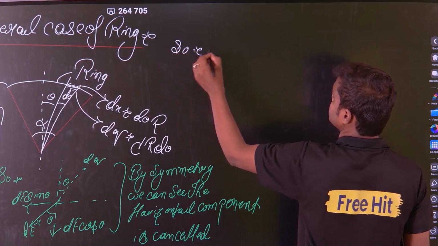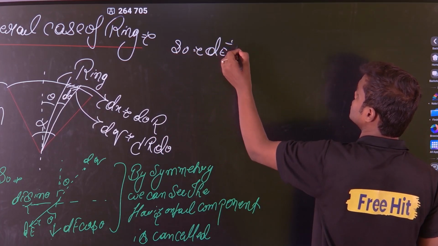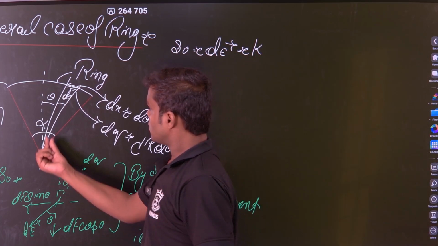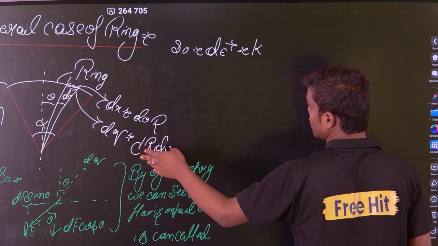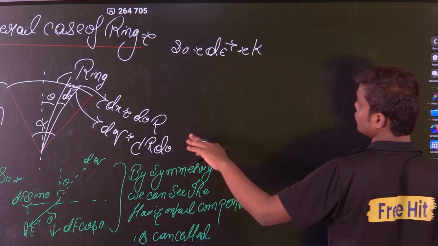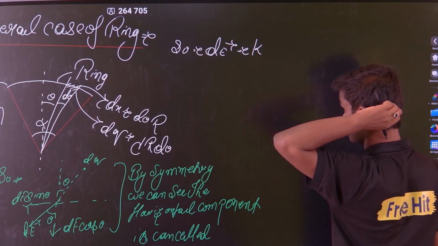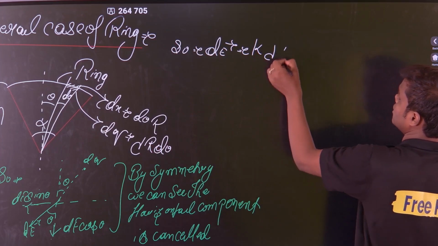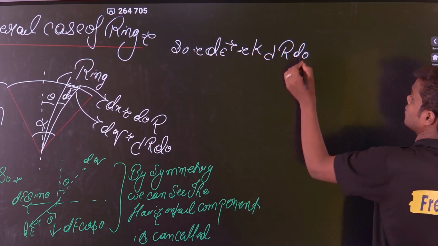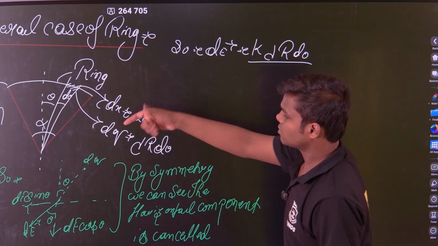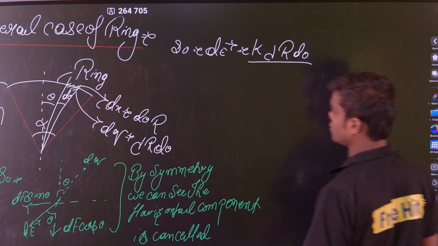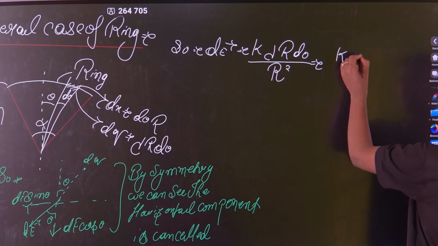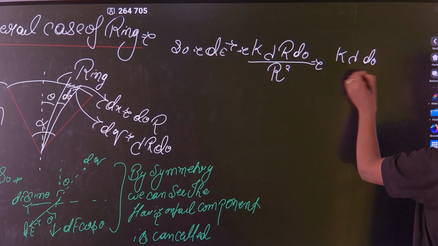So my dE will be how much? First, that is K into dq. dq is what? Sorry, dq is lambda dx. Yeah, dq is lambda dx, that is lambda into r d theta. And what is the distance? This distance is r, the radius of the ring, that is r square. So what is the value you will get? K lambda d theta by r.